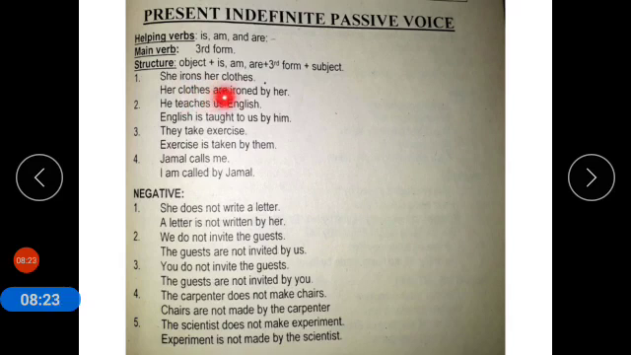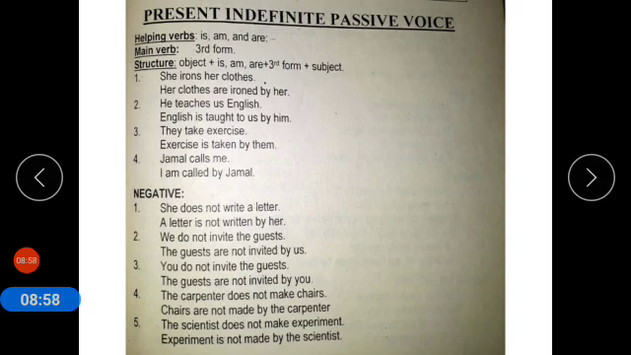Her clothes are, we will use the helping verb according to the subject. Her clothes are, then we will use irons. Irons is the verb. Then we will use the third form of verb, which is ironed, and the third form of verb is followed by the use of by, and then she will be converted into her. So the pronoun will change, she will change into her. Now we have changed active voice into passive voice.